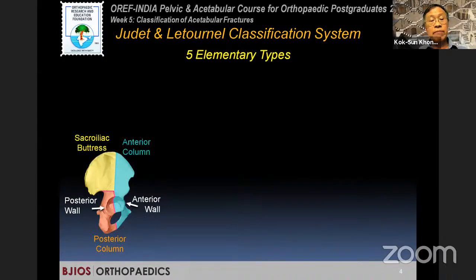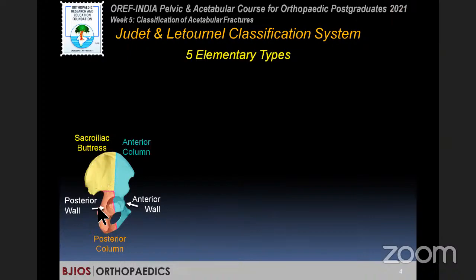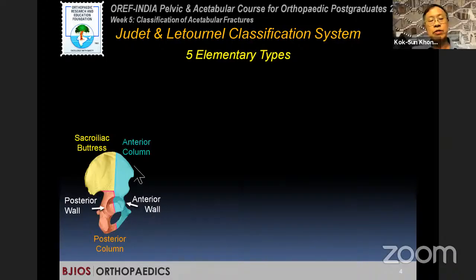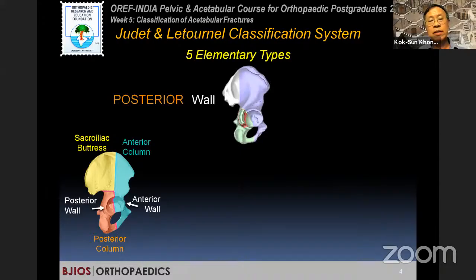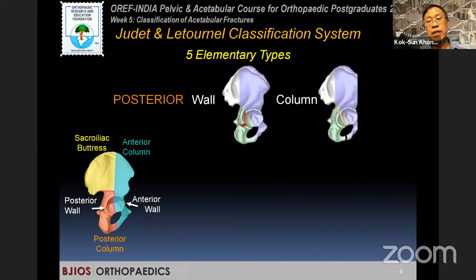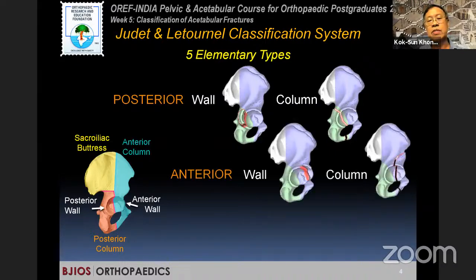If you remember this diagram from last week, the acetabulum is divided into the anterior column, the posterior column, and then the one in pink, the sacroiliac buttress, and then you have the two walls, anterior and posterior. So just these 5 components will make up these 5 elementary types. The first elementary type is always the posterior wall, starting with the posterior wall. That means the lip of the acetabulum, usually associated with dislocation. Then if you have a larger force, a more medially directed force, then you have the posterior column. So these are the first 2, followed by the anterior wall and of course the anterior column.